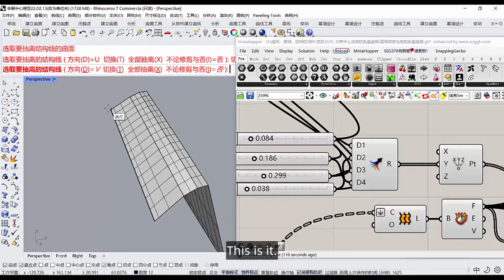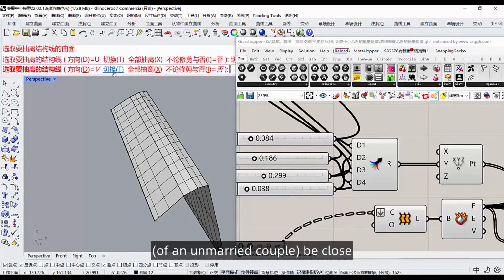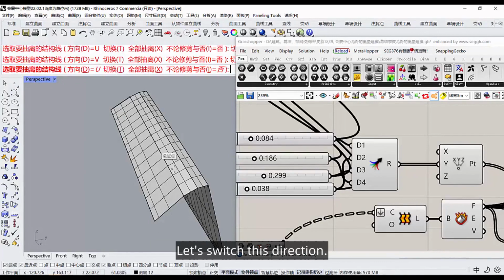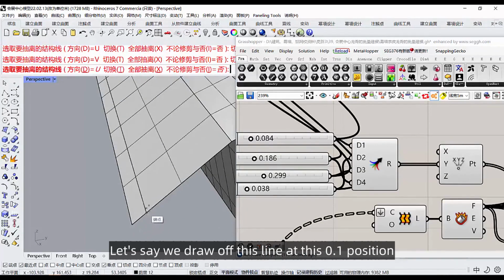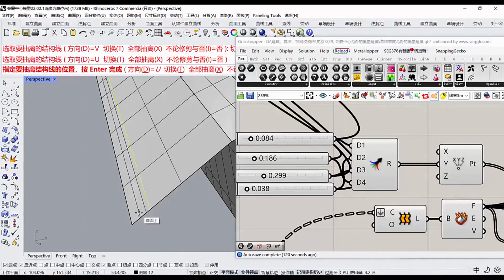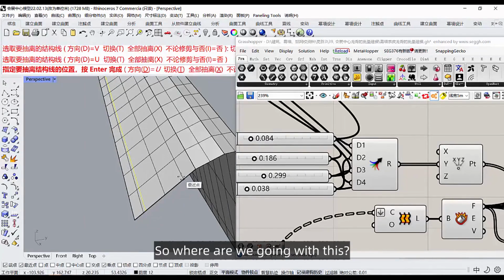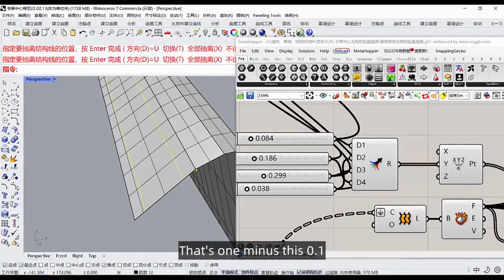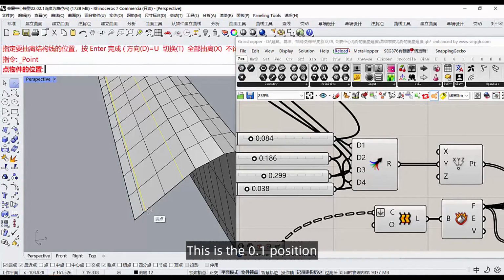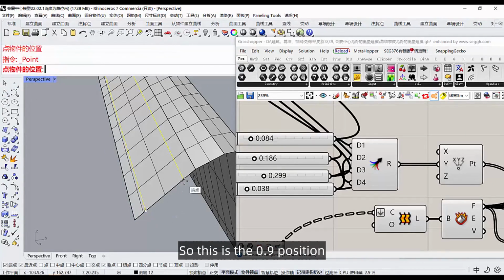This is it. Let's switch this direction. Then it becomes 0 to 1. Let's say we draw off this line at this 0.1 position. So where are we going with this? What about withdrawal? How much is it? That's 1 minus this 0.1. This is actually the 0.9 position. This is the 0.1 position. So this is the 0.9 position.